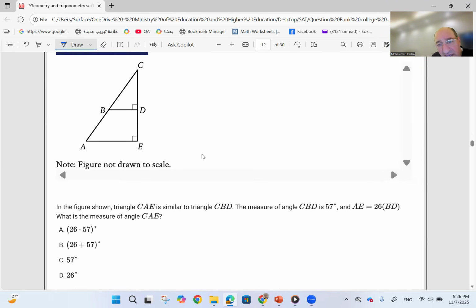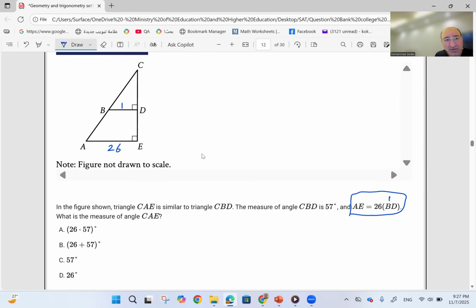The measure of angle CBD is 57, and AE is 26 BD. AE is 26 values. When you have something like that, give BD always one unit. So AE will be 26 times 1, which is 26. So the ratio between them is 1 to 26.